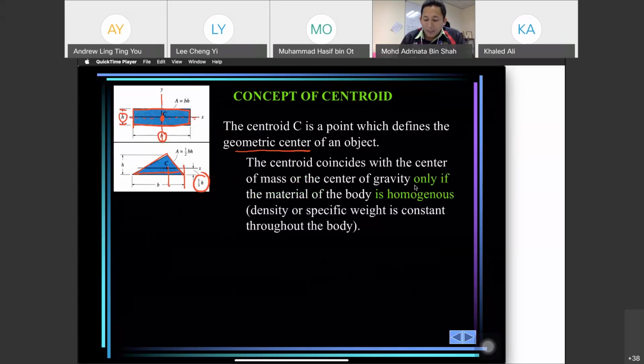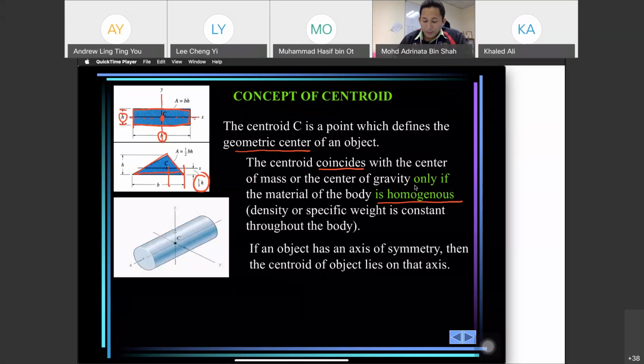The centroid coincides with the center of mass or the center of gravity only if the material is homogeneous. So this is our assumption: we assume that our body, our structure, is homogeneous. If an object has an axis of symmetry, then the centroid of the object lies on that axis. So if it is symmetrical, it is easy.